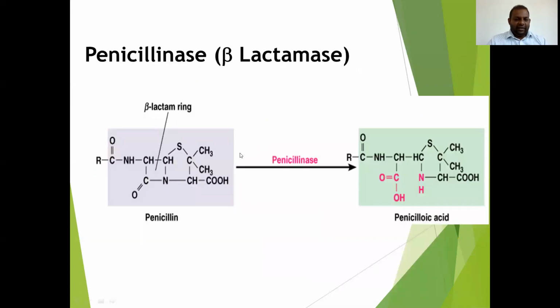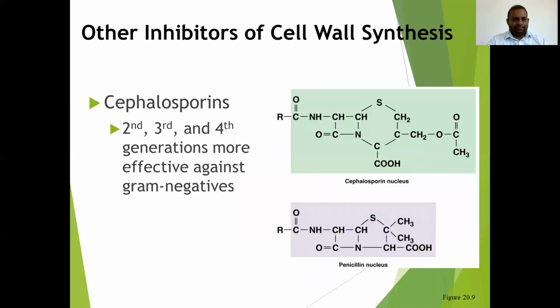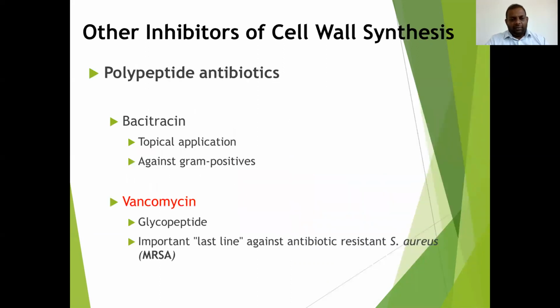This is about penicillinase and the beta-lactam ring. In the presence of penicillinase, the ring is destroyed and converted into penicilloic acid. Now it has no activity towards penicillin-binding protein; it can't bind and can't inhibit bacterial cell wall synthesis. Cephalosporins have a cephalosporin nucleus compared to the beta-lactam. Then polypeptide antibiotics: vancomycin, bacitracin.